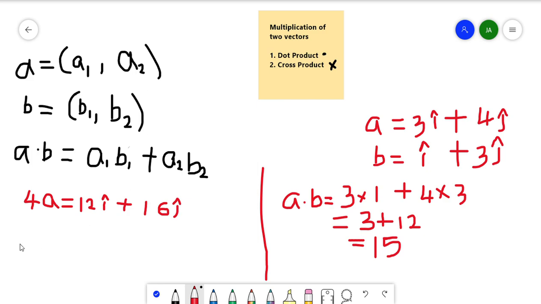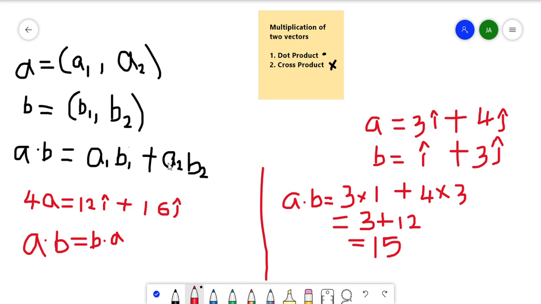Now, the dot product of vectors has some properties. The dot product is commutative, so it means that A dot B is equal to B dot A. It's also distributive, so it means that A dot (B plus C) is equal to A dot B plus A dot C.